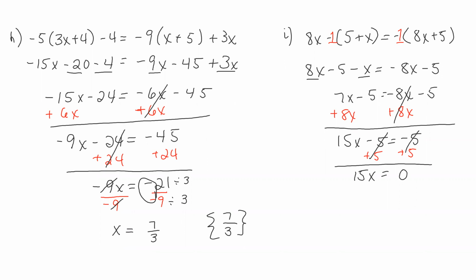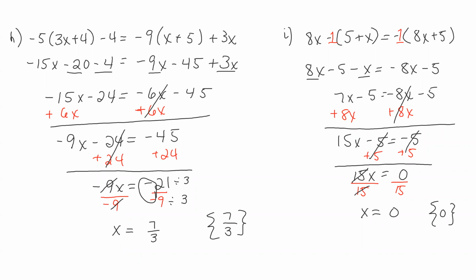And then at this point, I've got a single variable term equaling a constant. So I would divide by the coefficient of the variable. On the left, the 15 divided by itself just equals 1. 1 times x is x. And then what is 0 divided by 15? Well, it's just 0. So we would say the solution to this equation is 0.